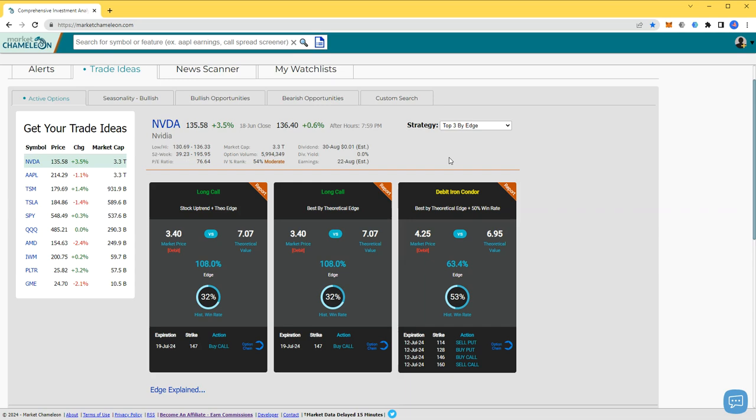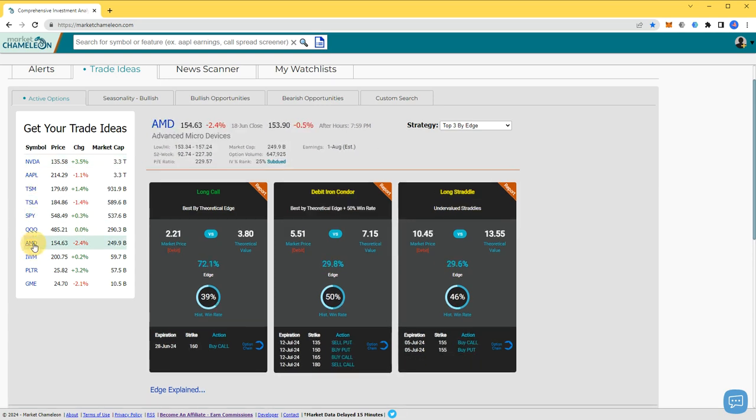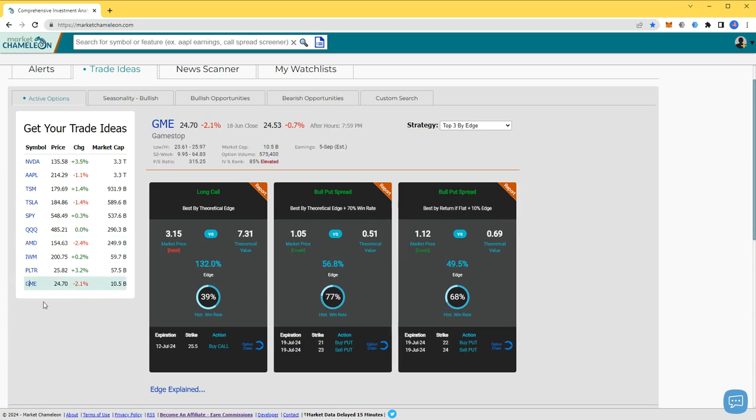So we can go over all those stocks, the most tradable stocks during the day, the ones that you all love and trade: NVDA, Apple, Tesla, SPY, QQQ, AMD. For this specific tutorial, I want to focus on GameStop. GME is the ticker symbol, and I want to show you two potential trades that I just found with the use of Market Chameleon.